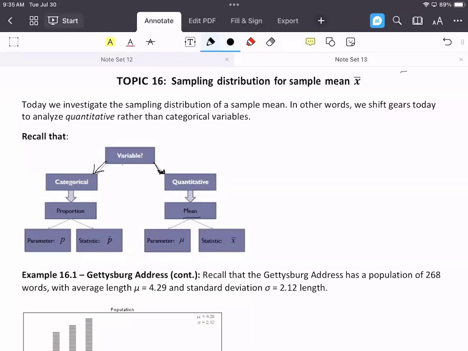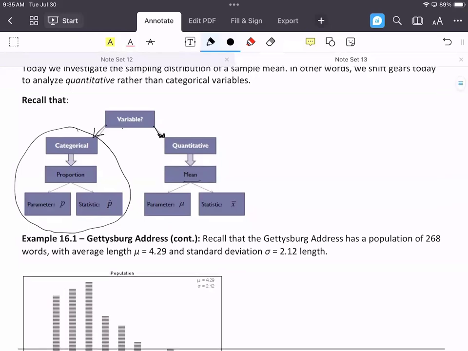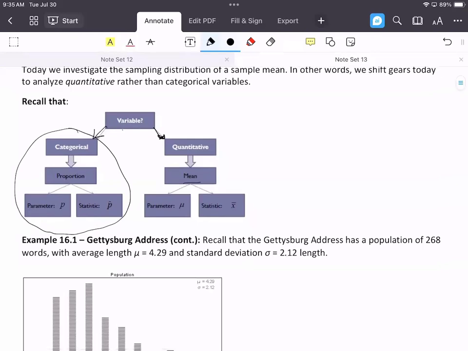But just as a reminder, recall that variables are either categorical or quantitative. We've been focusing on categorical up to now. Now we're going to look at quantitative variables. Remember, if it's quantitative, you can do mathematical arithmetic operations and it makes sense. The center, expected value for a quantitative variable is the mean. If it's related to the population, we call that the parameter, and that's mu. If it's related to a sample, we calculate the statistic, and that's x bar.